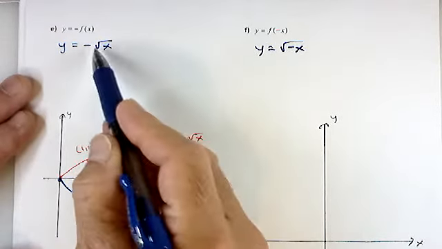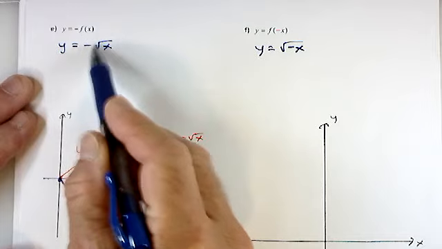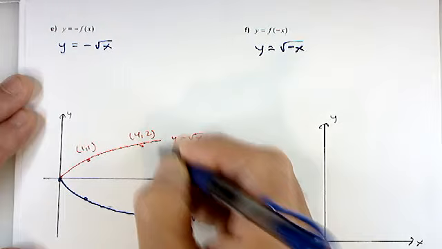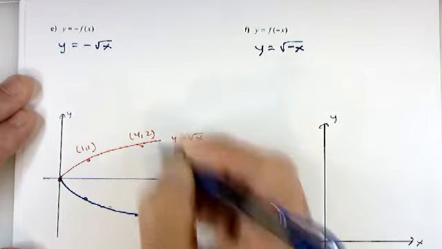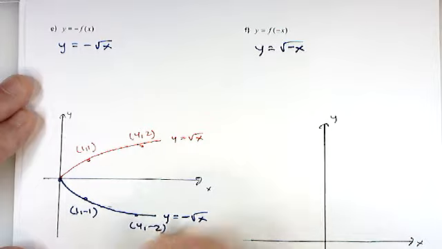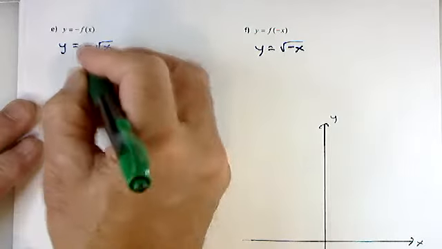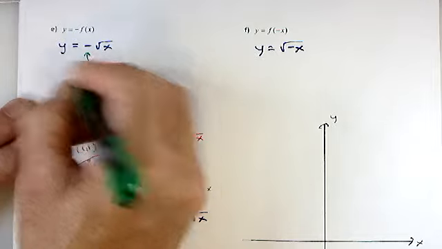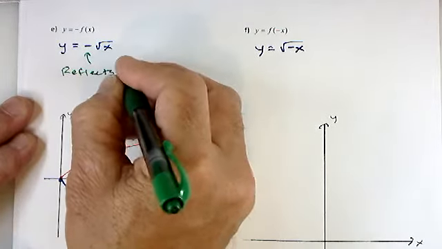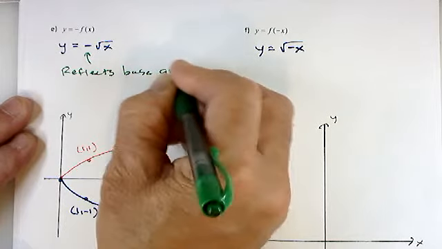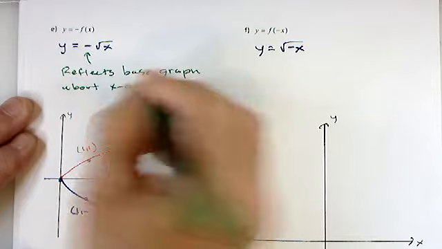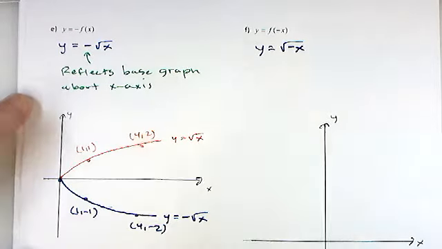And so what was the net effect of putting this negative outside the function? We say that the graph gets reflected about the x-axis, right? Your y values are becoming negative. This is 1, negative 1. This is 4, negative 2. So this negative outside the function reflects the base graph about the x-axis. It's going to make your y values negative, right?